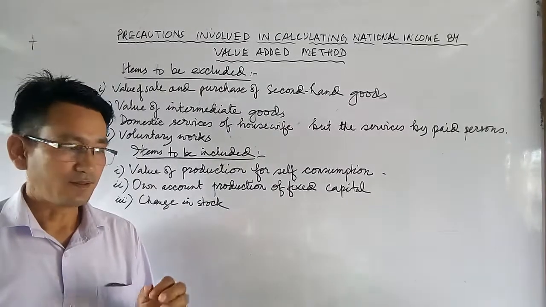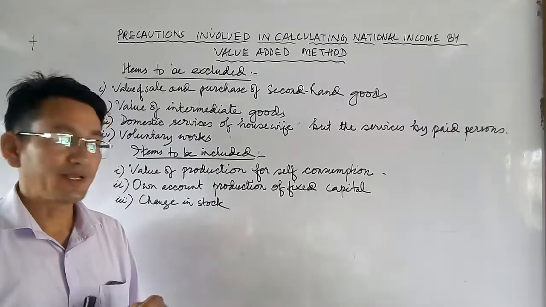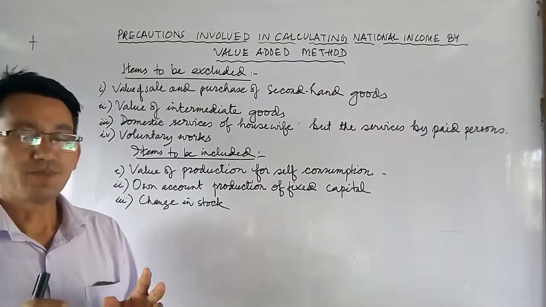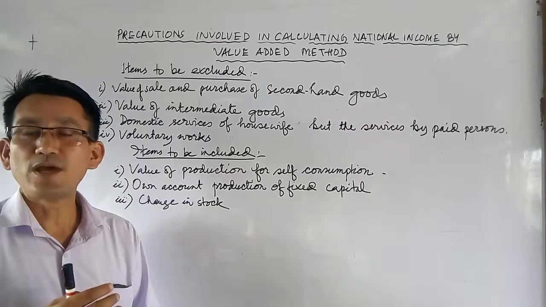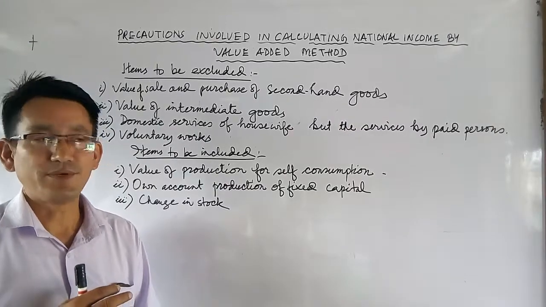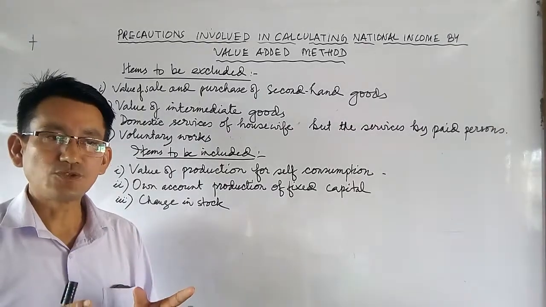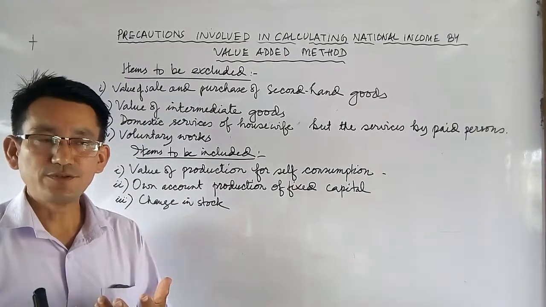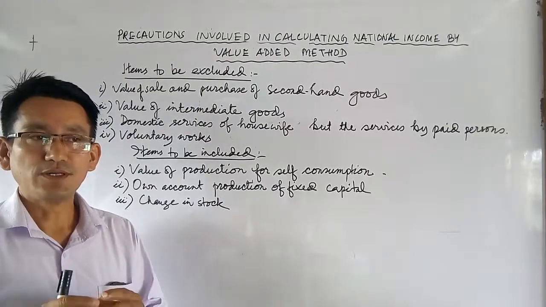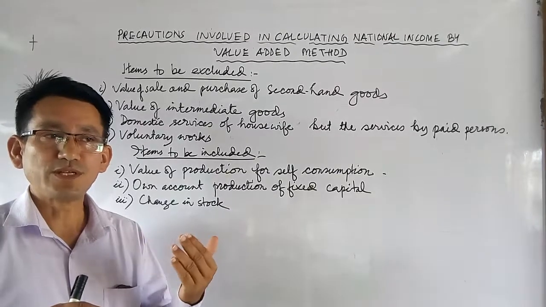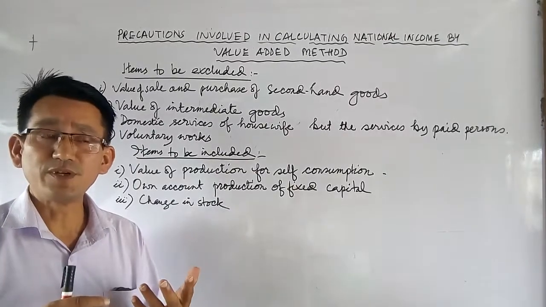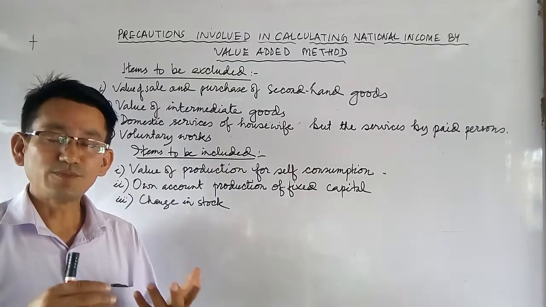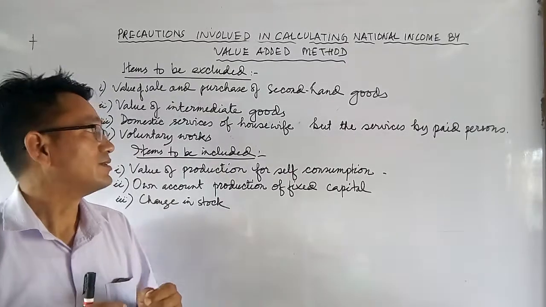So in the concluding part, I will just explain the precautions to be taken while calculating national income by the value added method. Some items are to be excluded and some items are to be included. So we get confused sometimes. All the factor services will be included, all the value of the factor services will be included, but some of the items are to be excluded.